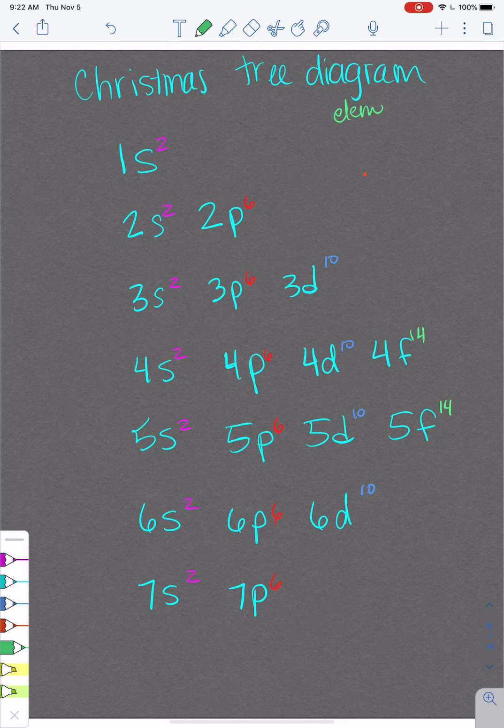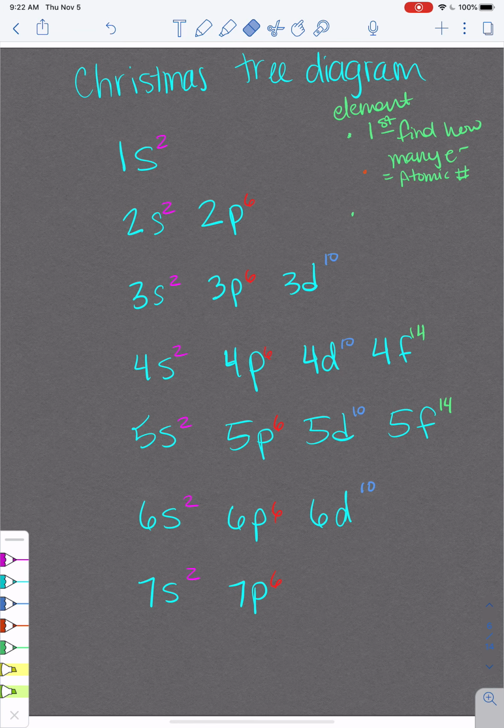So your element. First, find how many electrons, okay? That is going to be equal to the atomic number if there's no charge, okay? And then you are going to follow the arrows on this chart until you use every electron. Okay, so what I mean by that is an example.